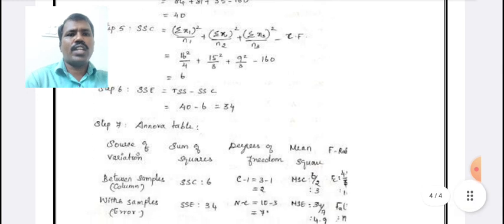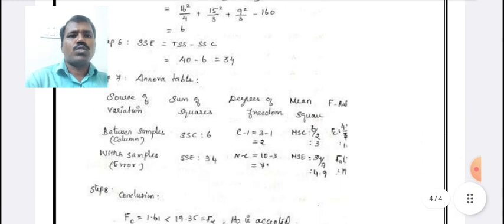Finally, going to the ANOVA table: source of variation is between columns and between error. Sum of squares SSC equals 6, SSE equals 34, degrees of freedom C minus 1 equals 2, N minus C equals 7, and mean sum of squares MSC equals 3, MSE equals 4.9. F ratio is given.